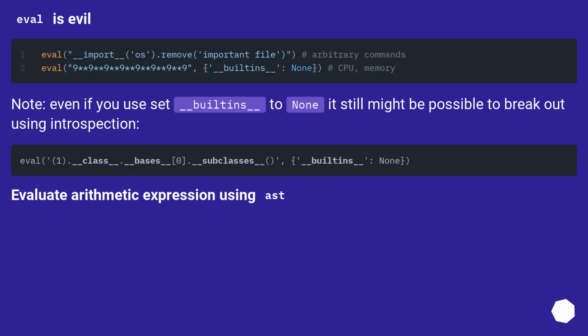Eval is evil. Note, even if you use __builtins__ set to None, it still might be possible to break out using introspection. Evaluate arithmetic expression using AST.